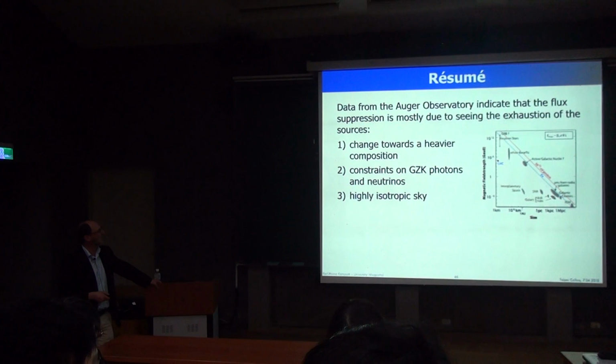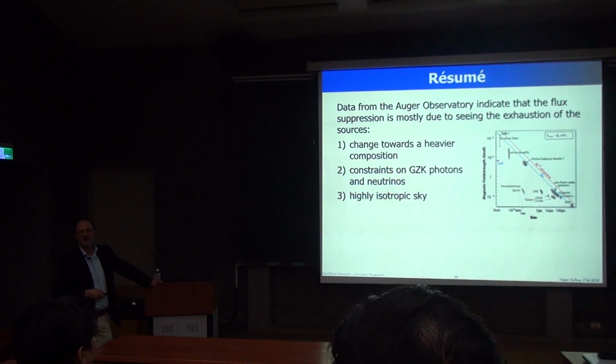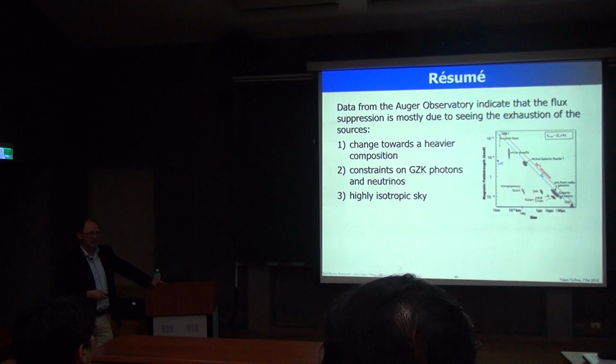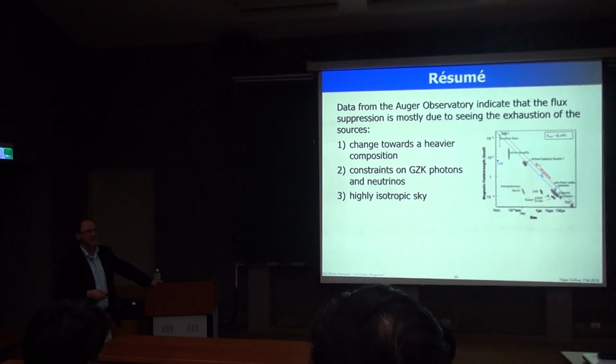What did we learn so far? Clearly we see the suppression of the flux at the highest energies. We see a change towards a heavier composition towards the higher energies, which supports the maximum energy scenario over the GZK scenario. We start to constrain GZK photons and neutrinos as an independent observation of the GZK effect, if it's there. And we see that the sky is very isotropic.